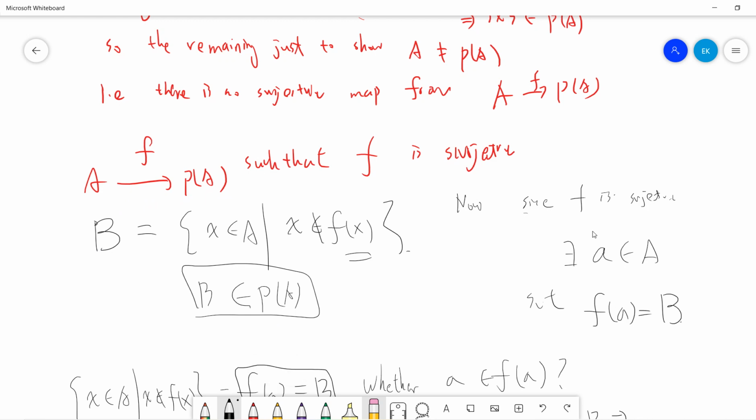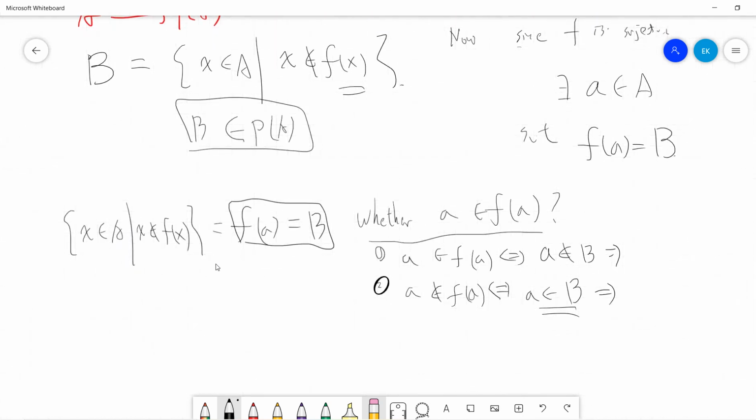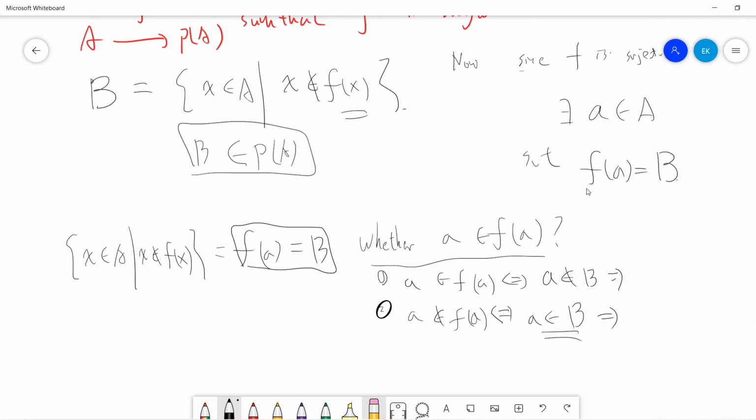Okay. Now since F is surjective, that means there exists a in A such that F of a equals B. Now something interesting happens. I can ask whether a belongs to F of a, because F of a is B.